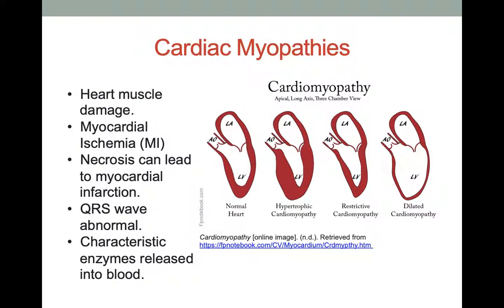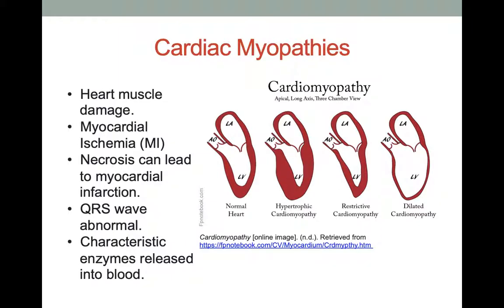Okay. The last category that we're going to look at are cardiac myopathies. In a cardiac myopathy, this is where there has been damage to the heart muscle. So we call it myocardial ischemia, or MI. That's where we have inadequate delivery of oxygenated blood to the heart tissue. If we have that inadequate supply, it can cause the tissue there to die or necrosis to occur.